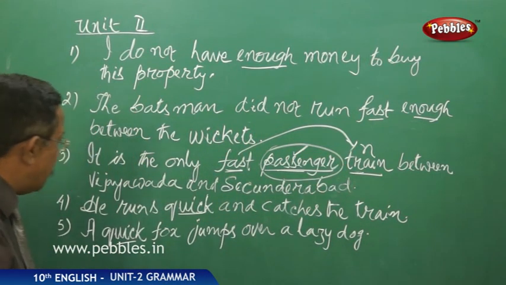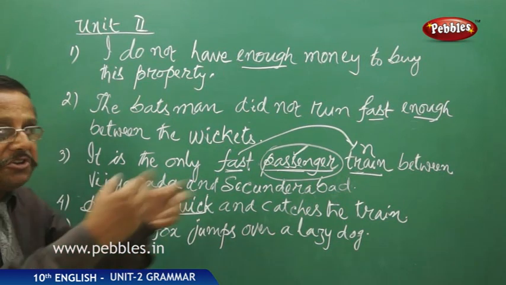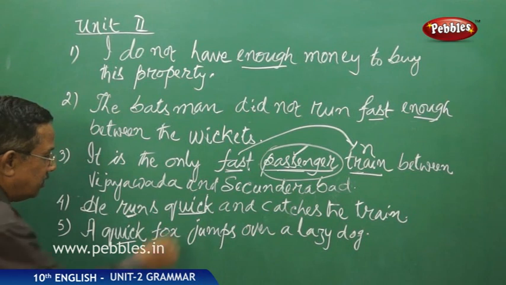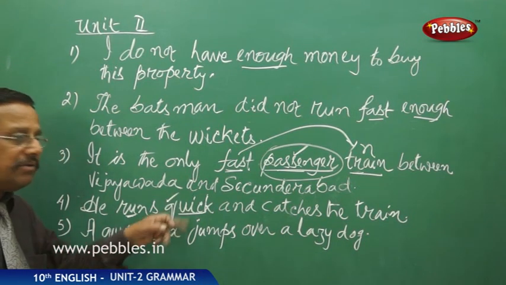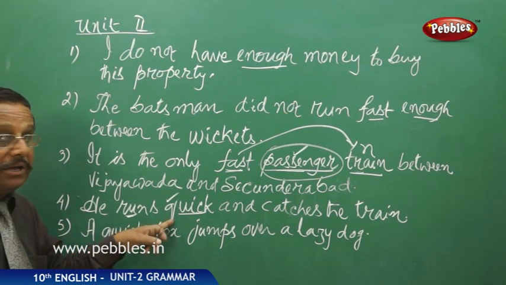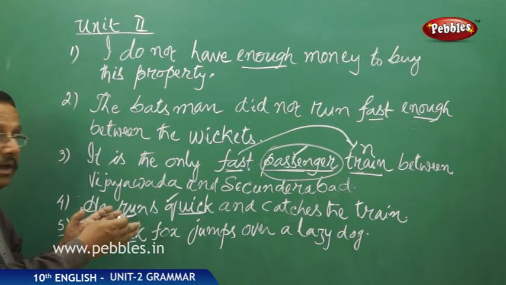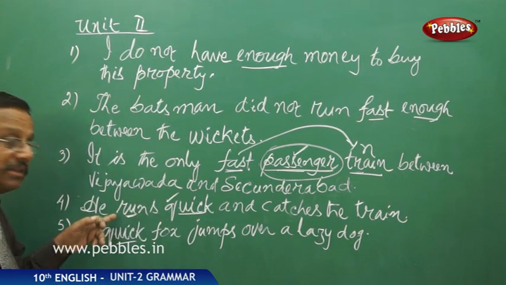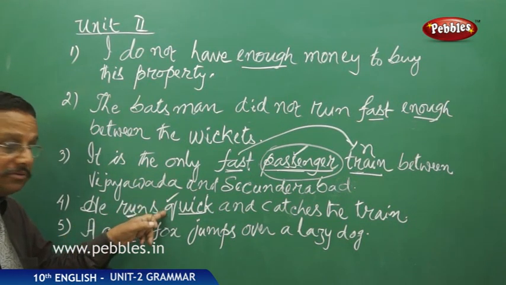And for clarity we have here, he runs quick and catches the train. He runs. How does he run? Quick, the manner, the way. And so it is an adverb. He runs quick. Quick is an adverb here. We are not putting quickly. He runs quickly. No. He runs quick and catches the train. This quick is immediately after the verb which it modifies. Here it is an adverb usage.